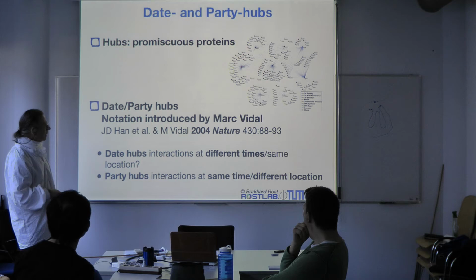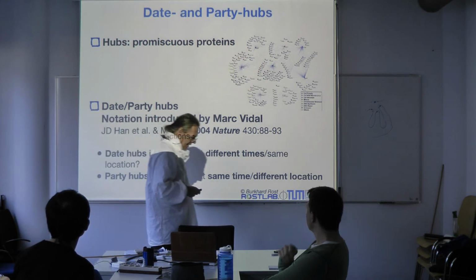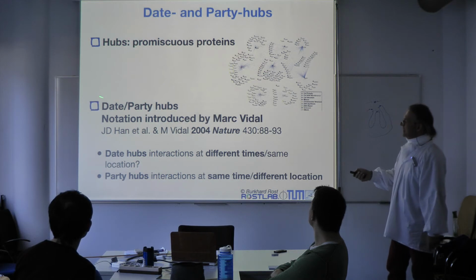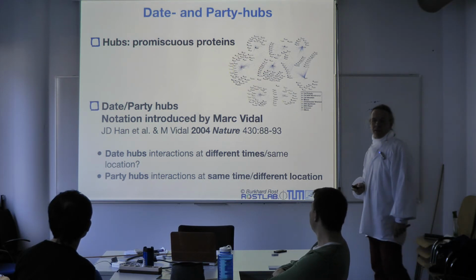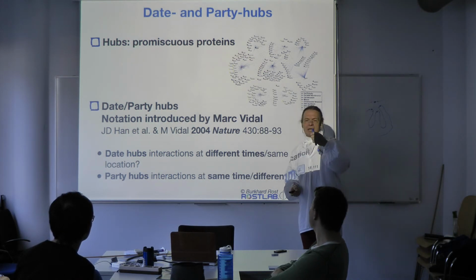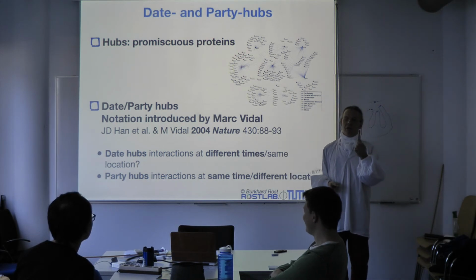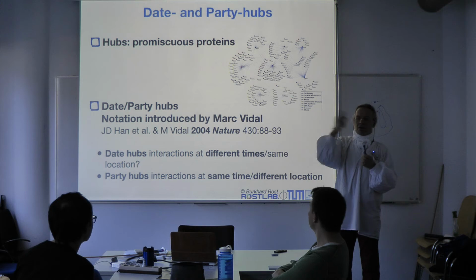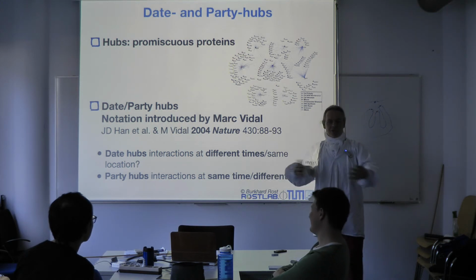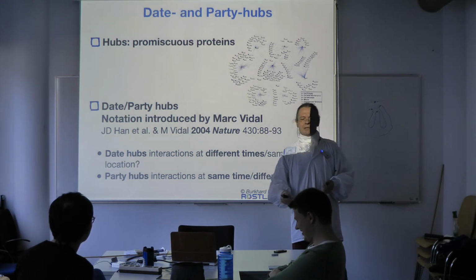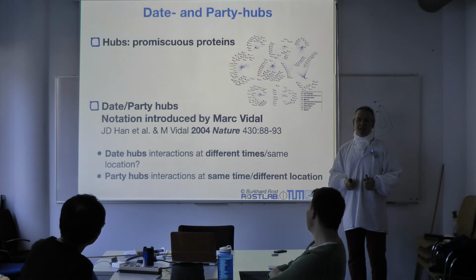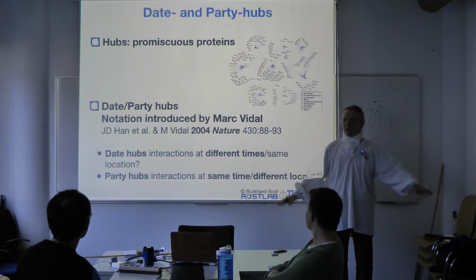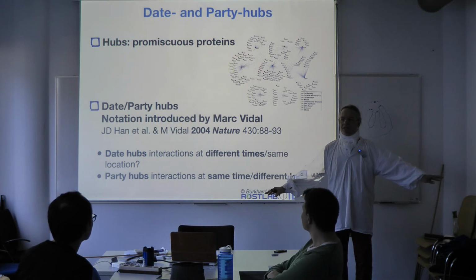And that, in fact, is this distinction that goes back to, oh, the quote is not on here. Oh, here it is. A paper from Marc Vidal, where Marc Vidal introduced these two types of hubs, the date hub and the party hub. The date hub is one where you exactly have what you said, Sylvia. You have one binding point that binds many partners. It's like you go to a date and you talk to many people, one after the other, right? While the party hub is the idea, you're standing somewhere at a party and you're talking left and right with different people, so you have many binding sites.